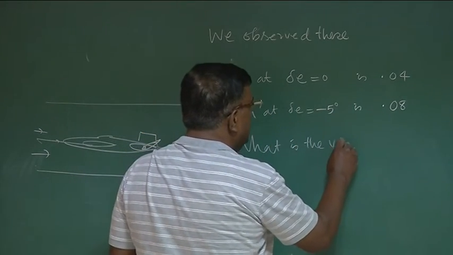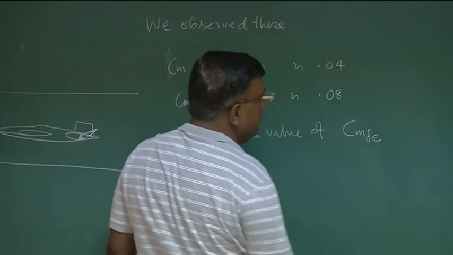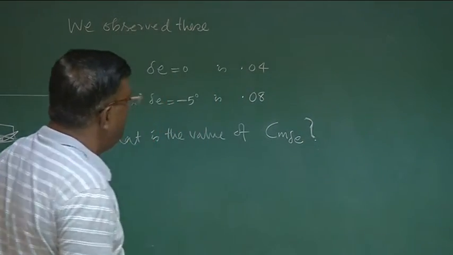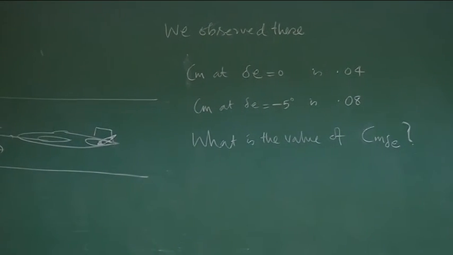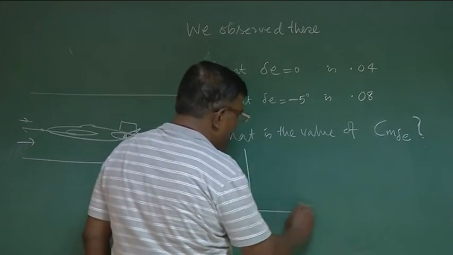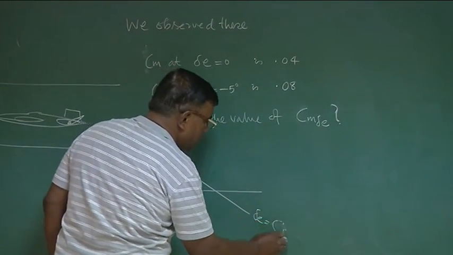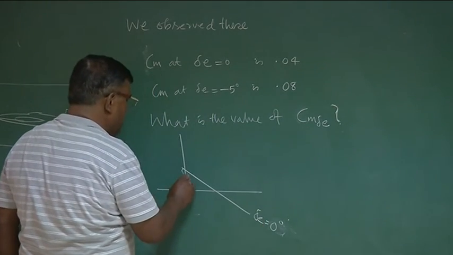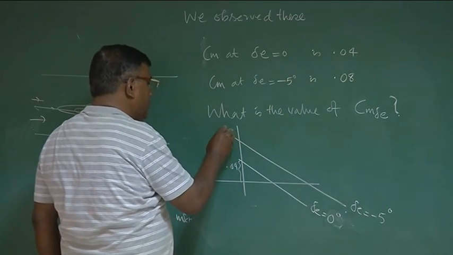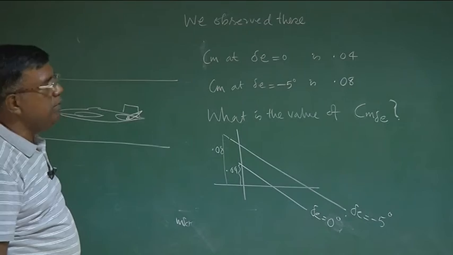Now the question comes, what is the value of Cm delta E? How will you find out? That is the question. What is happening here, you see? This is 1, delta E equal to 0 degree, and this value is 0.04. Second case, delta E equal to minus 5 degree, and this value from here is 0.08. Okay, so what is the value of Cm delta E that is being asked?